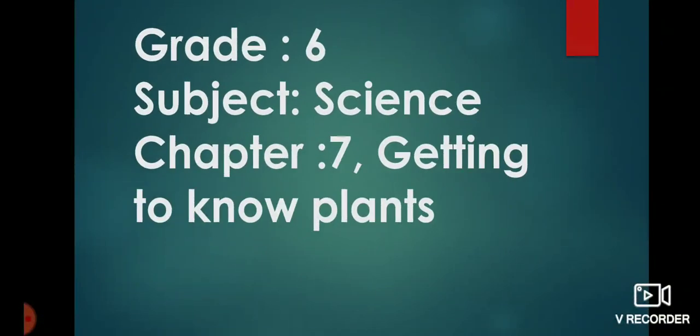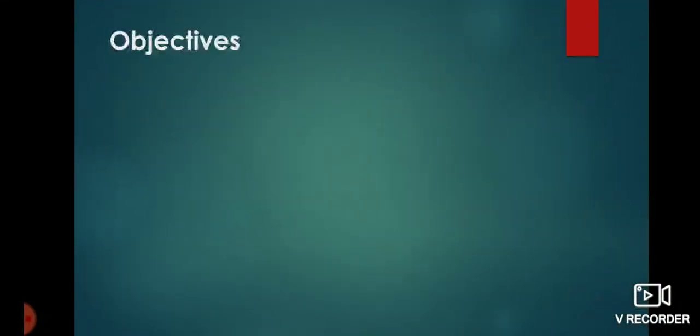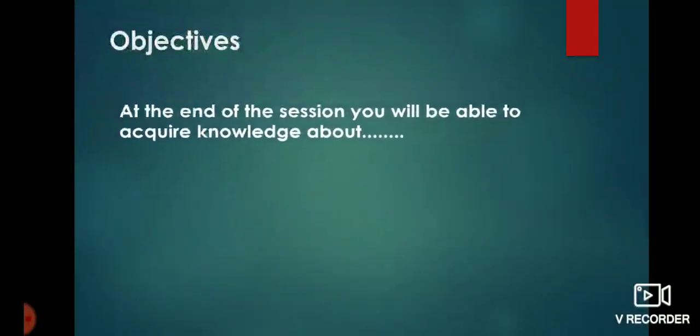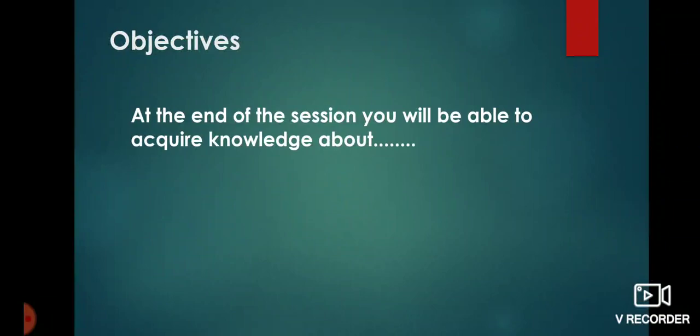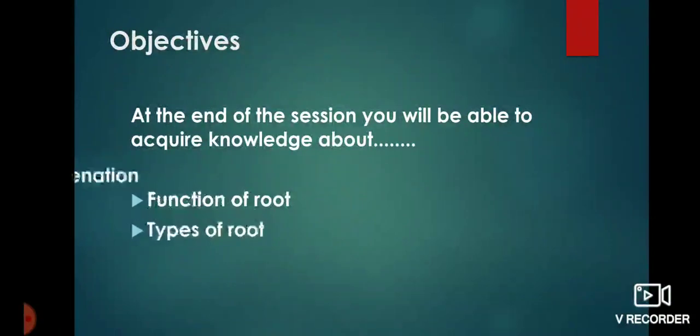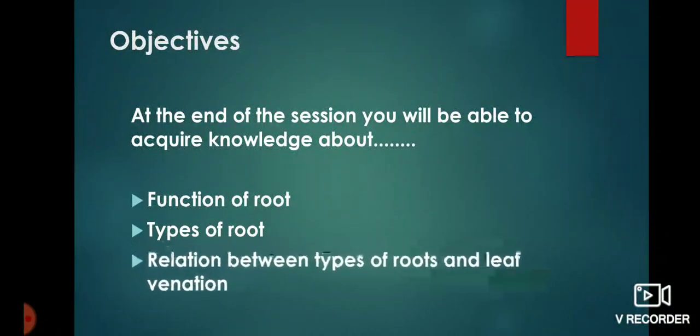Grade 6, Science, Chapter 7, Getting to Know Plants, Module 3. Objectives. At the end of the session, you will be able to acquire knowledge about the function of root, types of root, and the relation between types of roots and leaf venation.